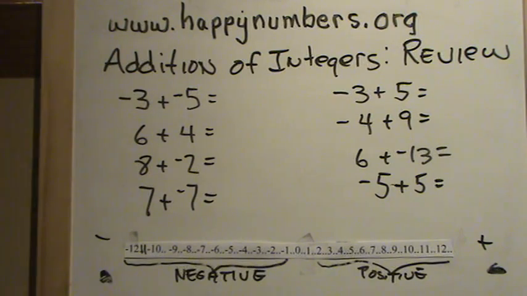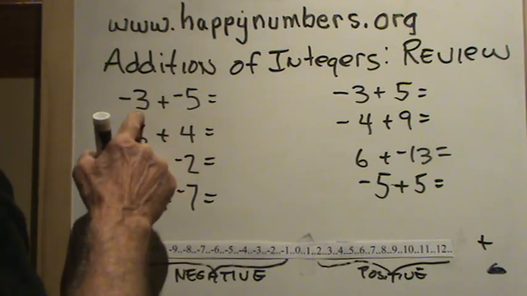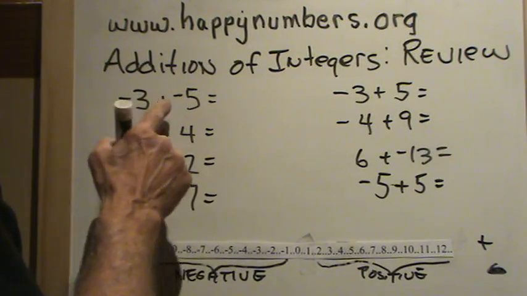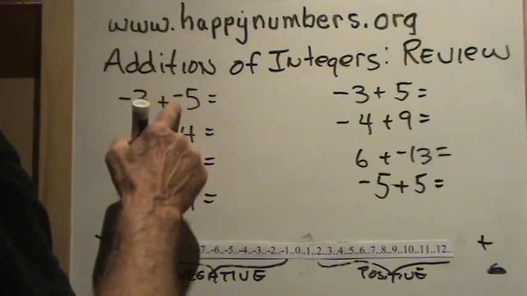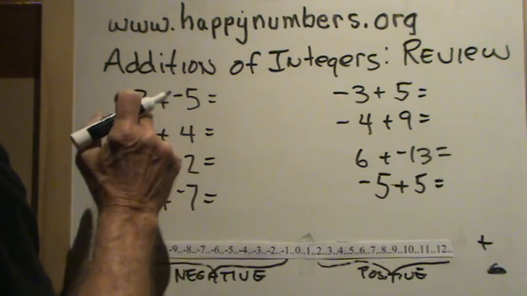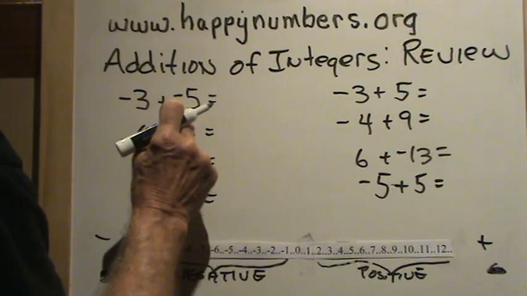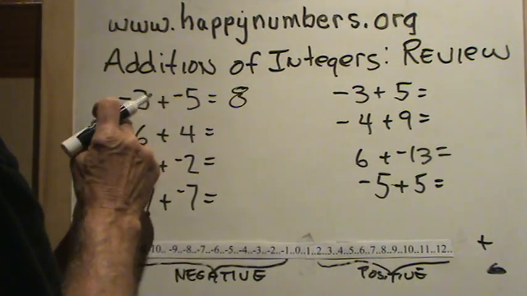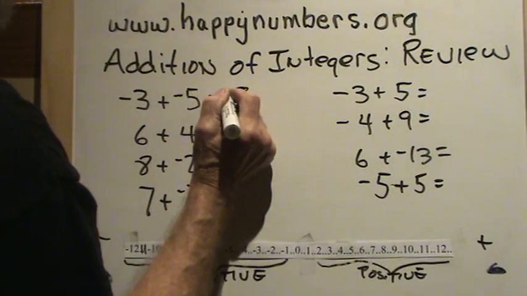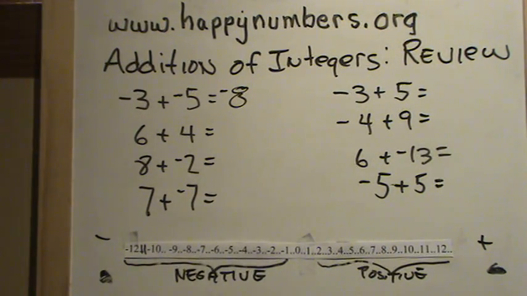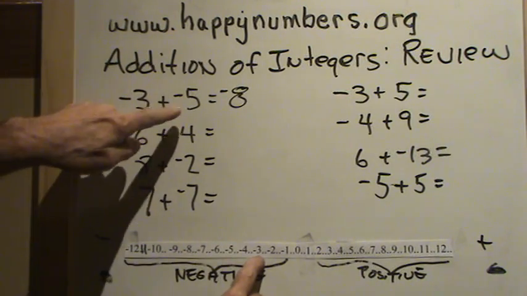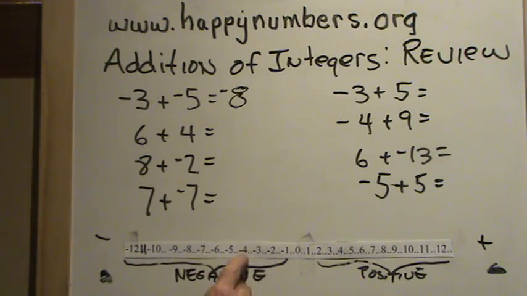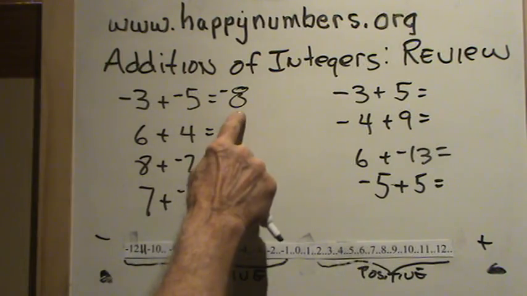Okay, let's see. Number 1. Well, both of these signs are the same. They're negative. So all I do is combine 3 and 5. It gives me 8. And I use the common sign, which is negative. And if we look at the number line, if I have a -3 and I move in a negative direction 5 more, 1, 2, 3, 4, 5, I get -8.